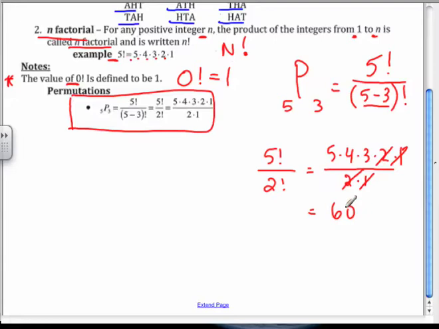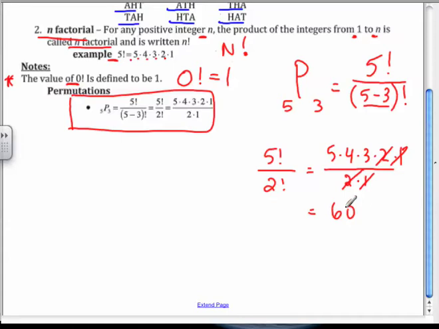Permutation means order. So if I had Jackson and Ian, that's one combination, right? Just those 2 guys. But if order matters, there are 2 possible orders. It could be Jackson then Ian, or Ian then Jackson. So permutation is when we give different orders, and combination is just a grouping, how many different groupings there are.